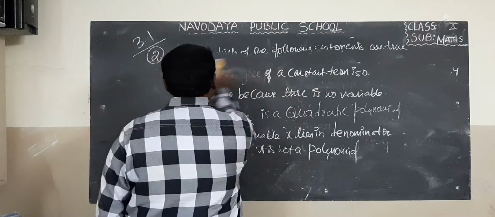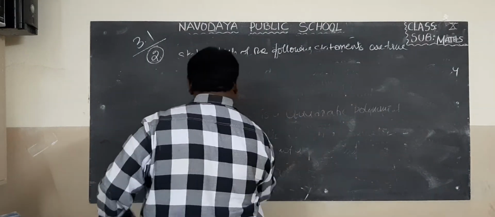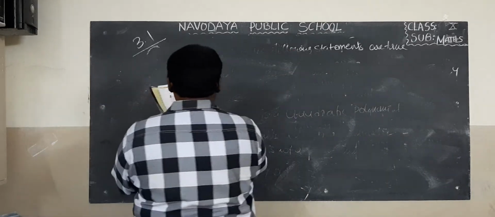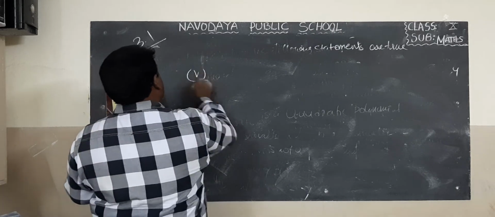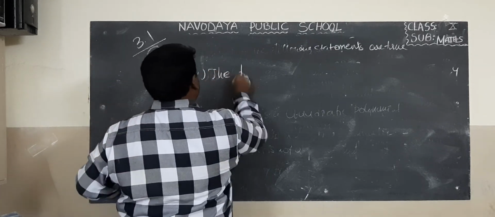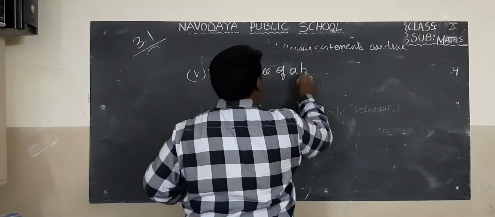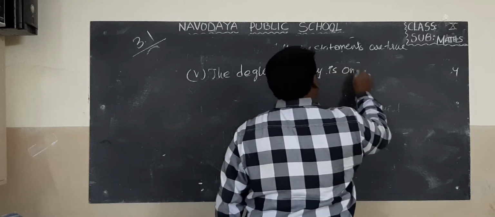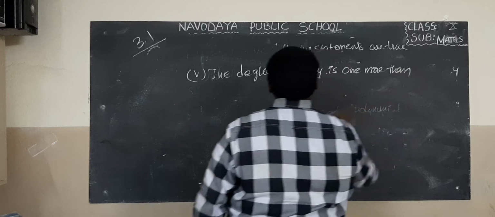Fifth one. Fifth one is what? Last one. The degree of a polynomial is 1 more than the number of terms.